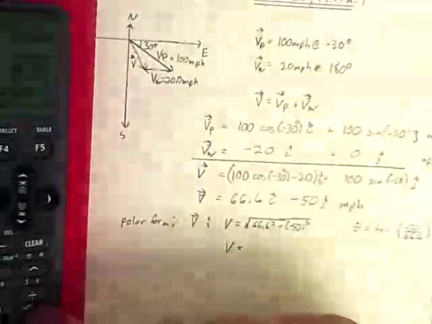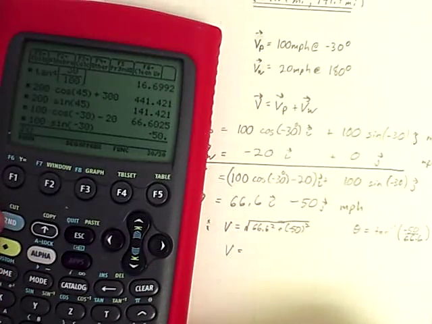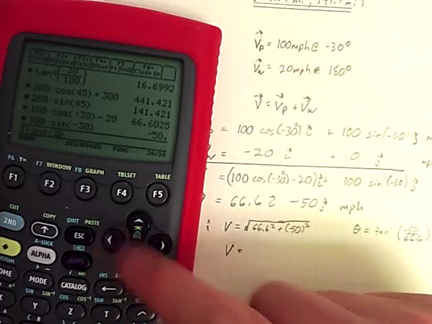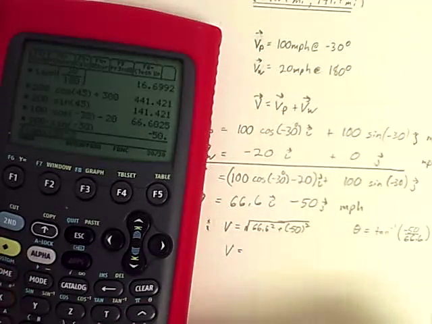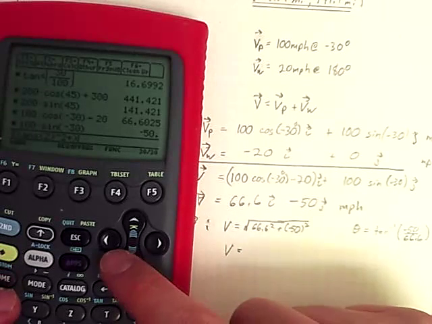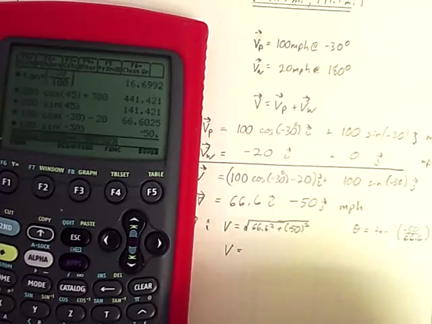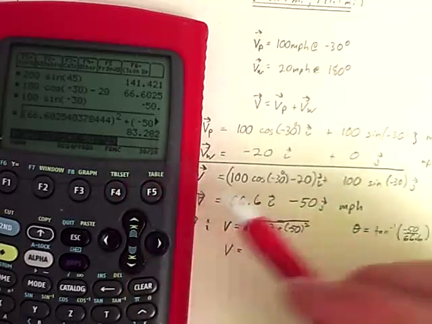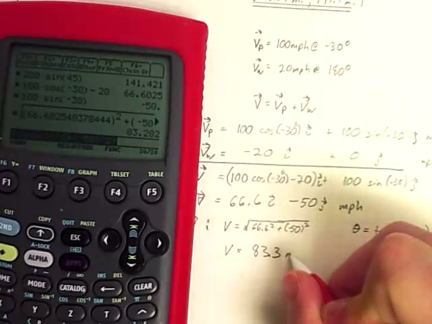So the velocity is, I'm going to get the exact number for the 66.05. The negative 50 is actually exact. Again, whenever we're putting a negative number to be squared inside there, make sure we get our parentheses in the right place. So negative 66 plus 50, negative 50 squared. So we're actually going 83.3 miles per hour.